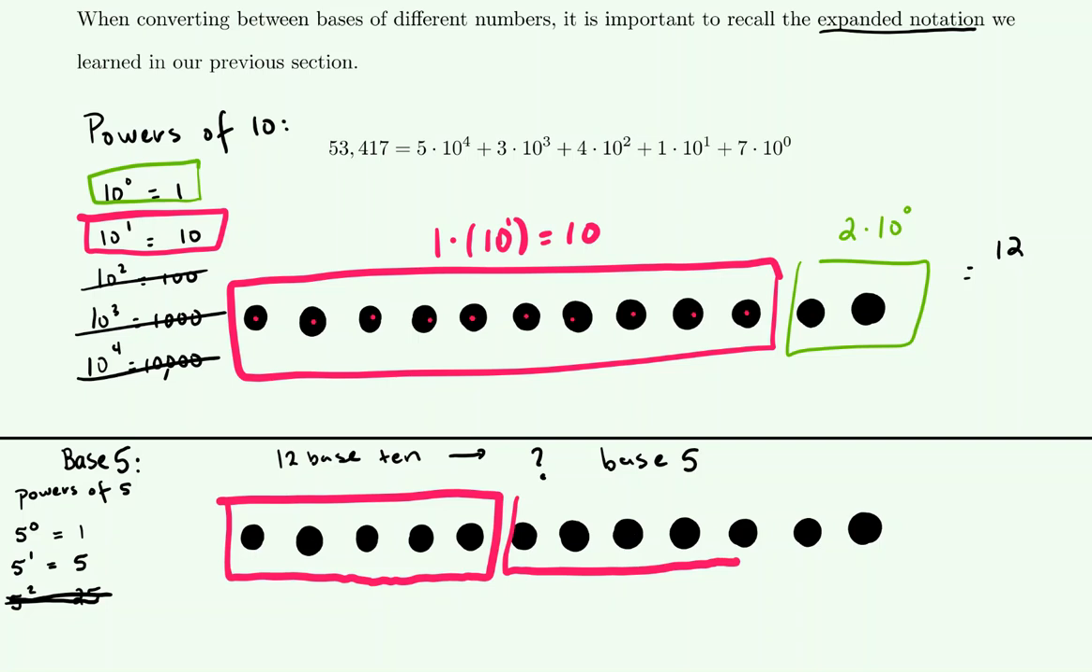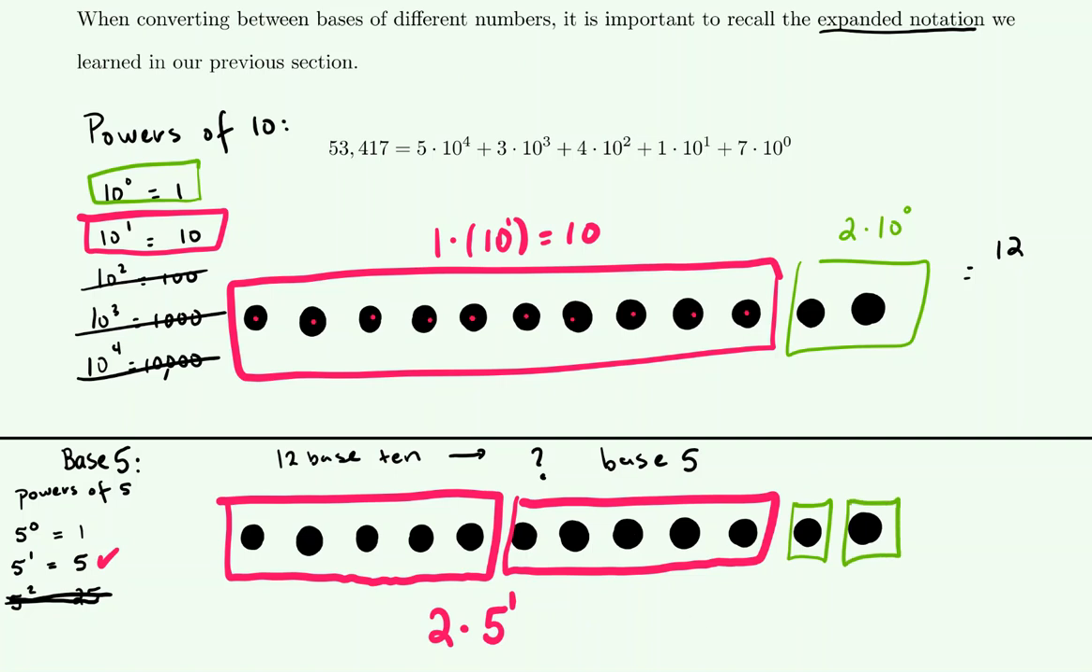And we can actually form 2 groups of 5. Now, we can't form any more groups of 5 because there's only 2 things remaining there. So we would write we've got 2 of the groups of 5. And then we would go to the previous base, which is groups of 1. And we've got 1 of those and 2 of those.